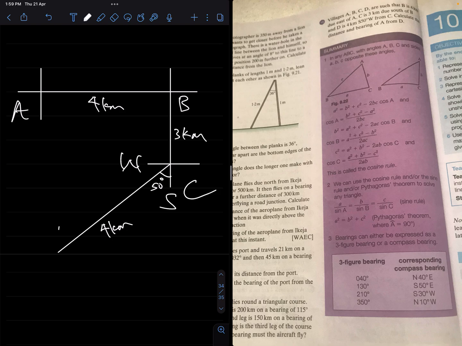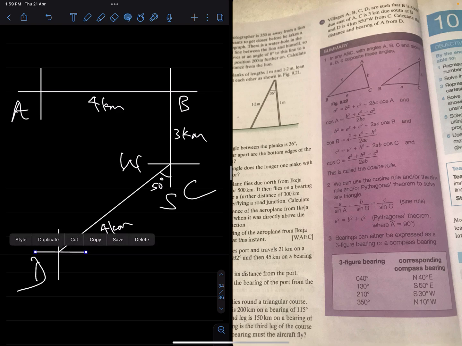Let me put village D here. Shorten this a little. That's village D. Now, what's the question? Calculate the distance and bearing of A from D. First of all, distance.